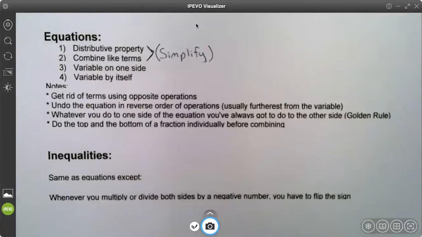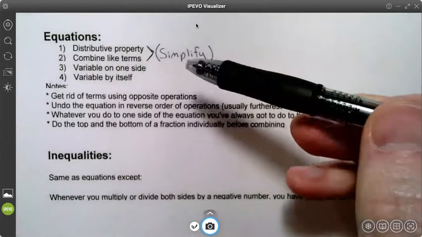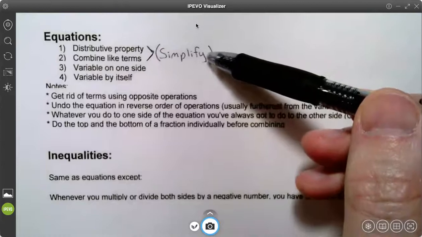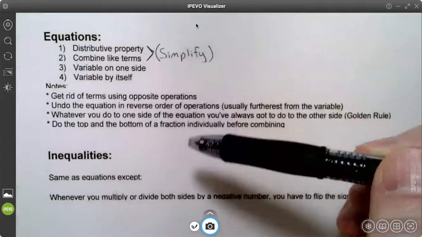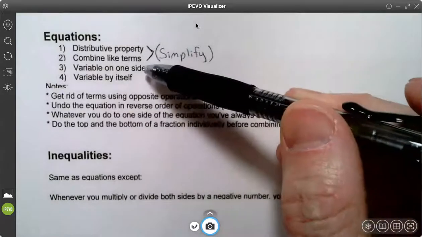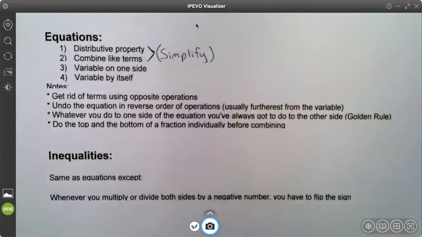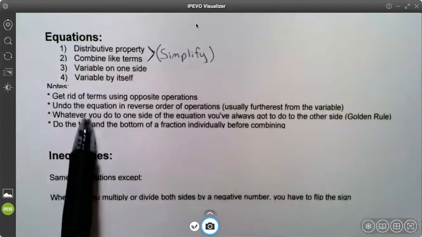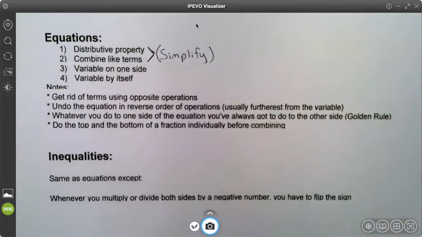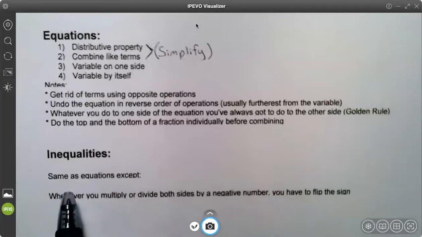Want to review equations really quick? There are 3 steps to solving equations. You simplify, which means you do the distributive property and combine like terms. Then you get the variable on one side, then you get the variable by itself. Simplify, variable on one side, variable by itself. Here are some other notes on solving equations, but we're talking about inequalities, so let me skip down to here.